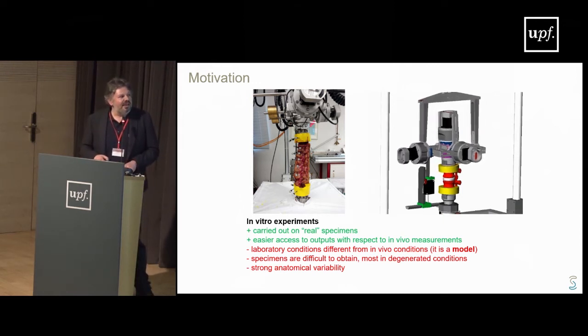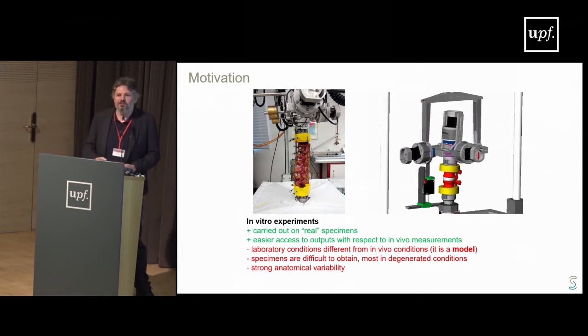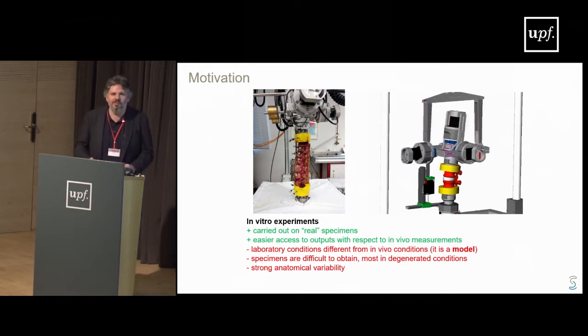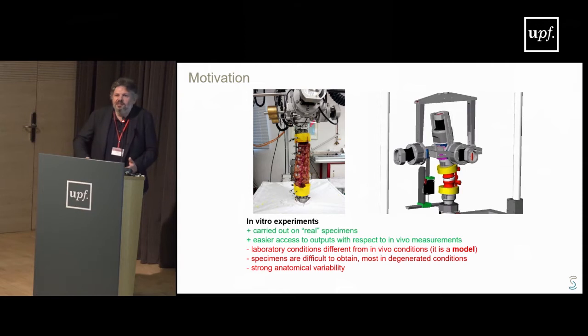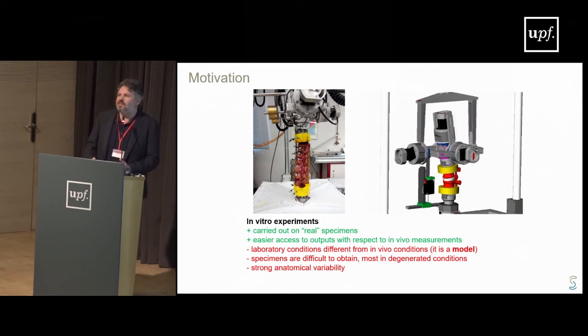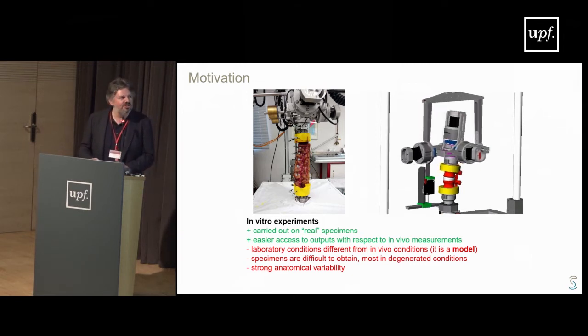And we have an easier access to the outputs with respect to the in vivo measurements because we can put more sensors, we can use different sensors, we can even damage the spine more, even if we need to make some lesions in the spine, because it's a cadaver. So it's something that is easier to work with. We should not be worried that we are creating some damage to the patient.